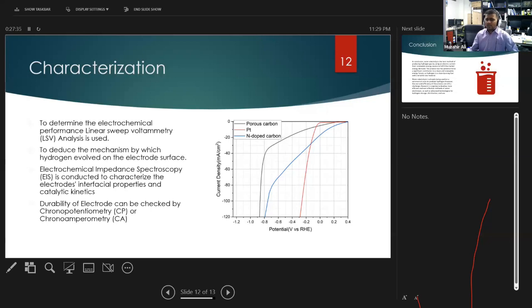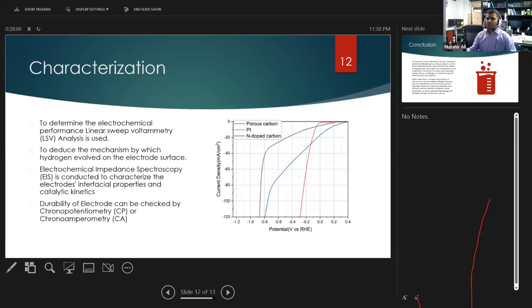There's another analysis to check the mechanism of the water electrolysis or the hydrogen production analysis, which is the Tafel slope analysis. I think there is some mistake in this slide. By using a Tafel slope analysis, we can check how fast our reaction is happening, and what is the rate determining step of our reactions.